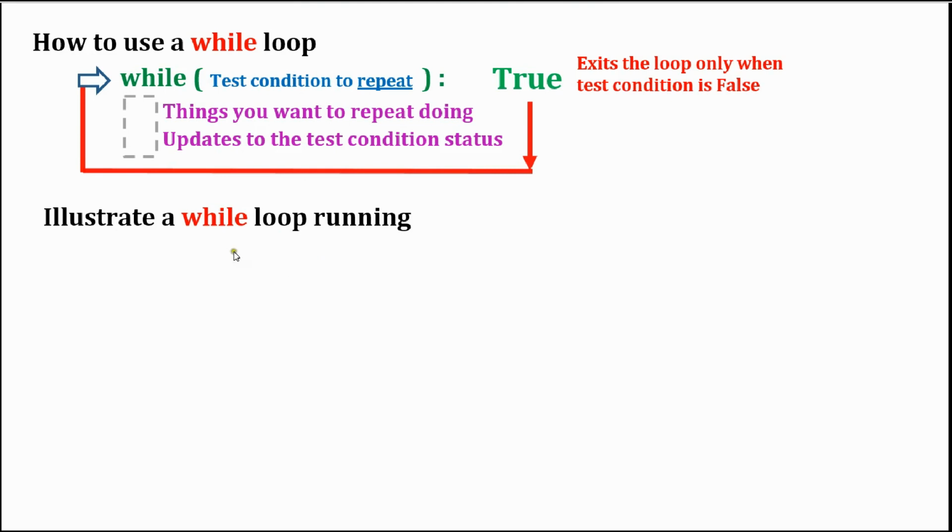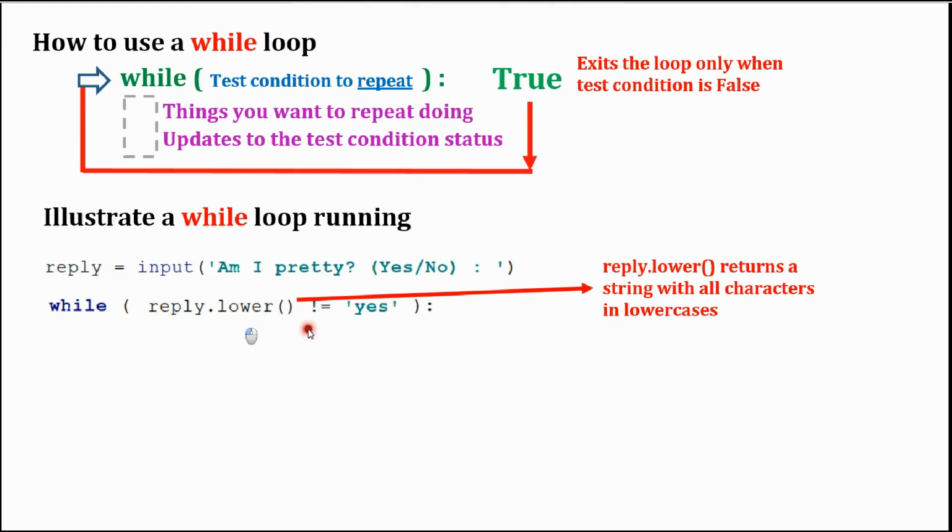We shall now illustrate a while loop running. Imagine we ask the user to input, "Am I pretty?" and we expect the user to enter yes or no, and we store it in this variable reply. Then we construct our while loop and we put a test condition. Reply.lower simply returns a string with all the characters in lowercase. So regardless of whether the user enters yes or no in uppercase or lowercase, this will always be in lowercase. And this is not equals. So our test condition is to check the reply is not equals to yes.